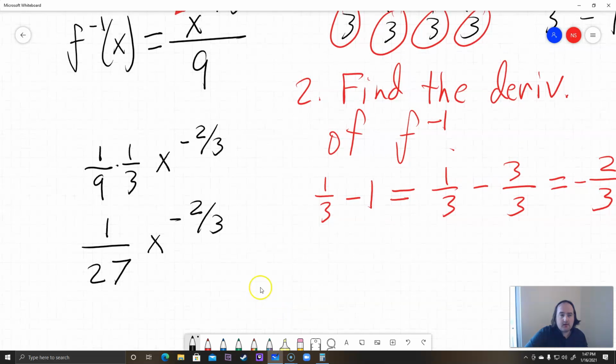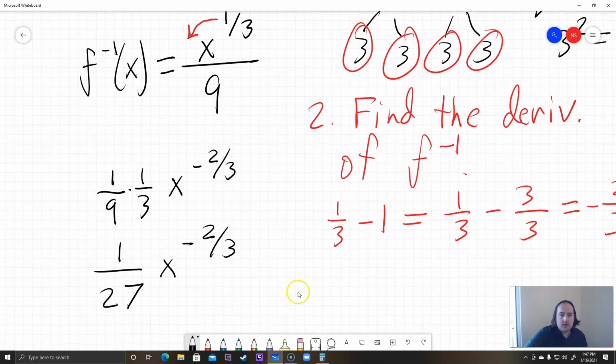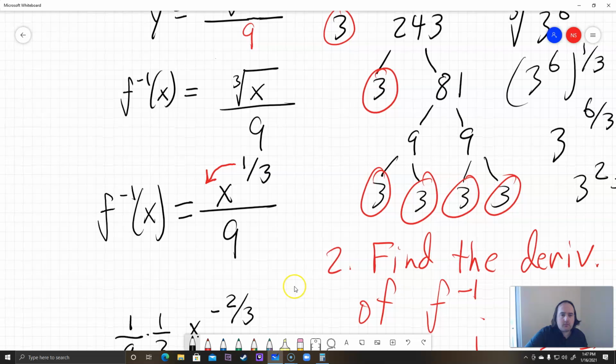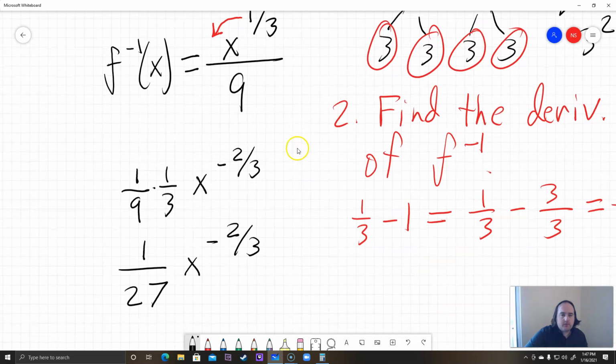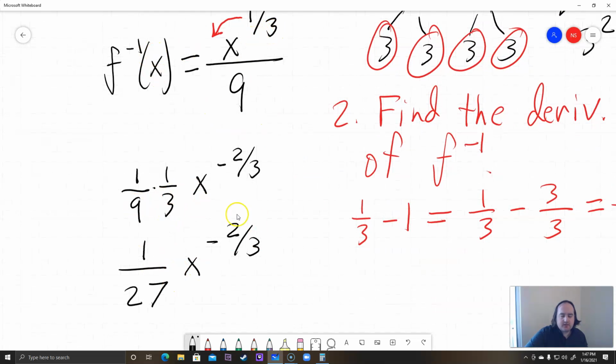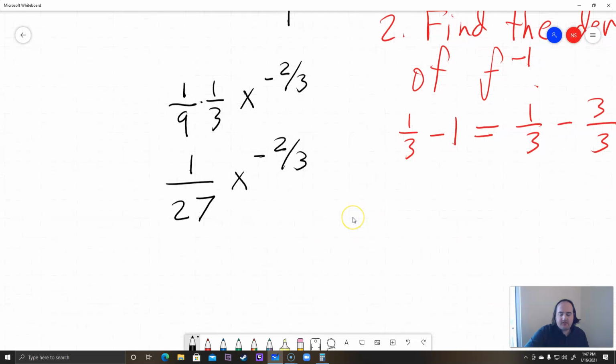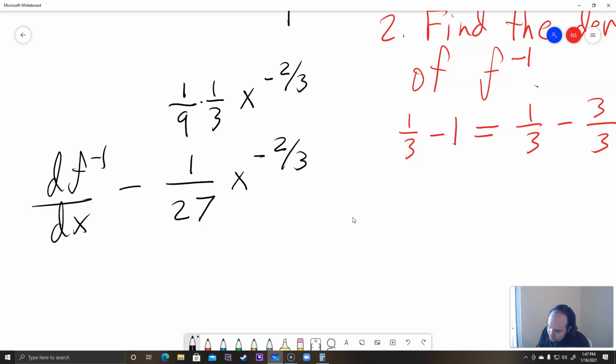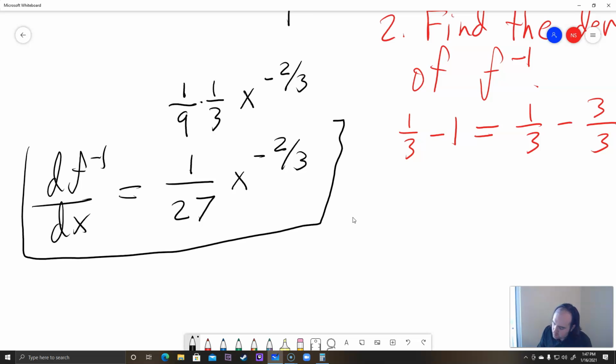Okay, so what we got here is, this is our f inverse prime, right? So we took the derivative here. So this thing right here is f inverse prime of x. In other words, this is d f inverse dx. Okay, d f inverse dx equals 1 over 27 x to the negative 2/3.